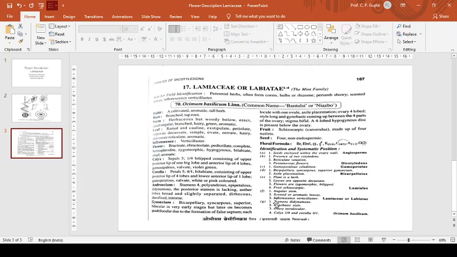Then angular stem, scented aromatic leaves, inflorescence is verticillaster. These are the characteristic features of family Lamiaceae or Labiatae or mint family. And stamens didynamous, gynobasic style, ovary tetralocular, calyx 1 by 4 and corolla 4 by 1 are the characters of Ocimum basilicum. So this is all about the description of the flower of Ocimum basilicum.